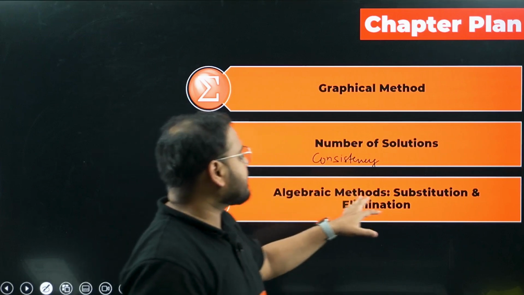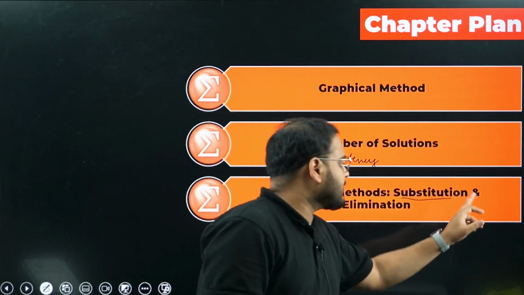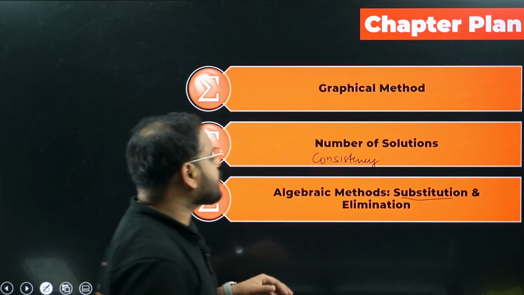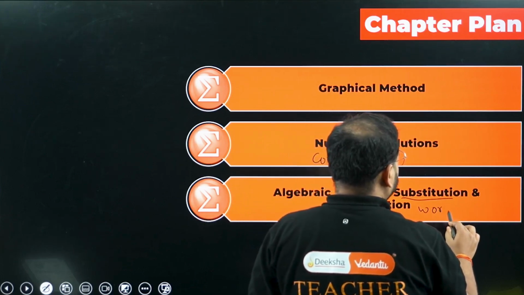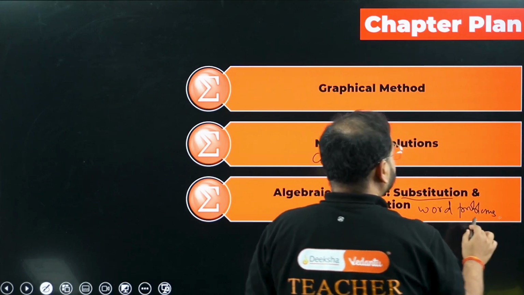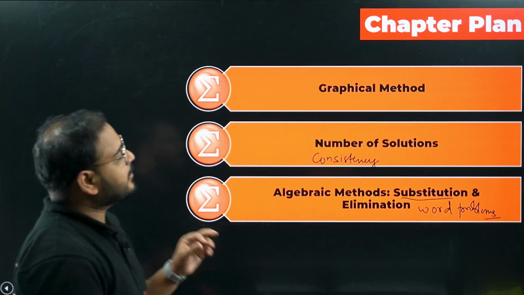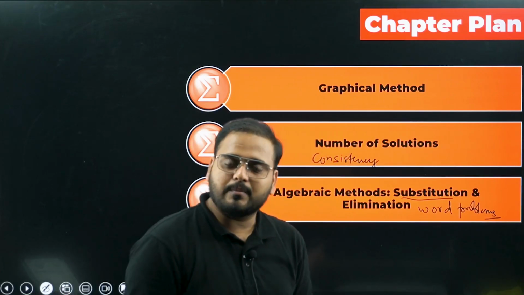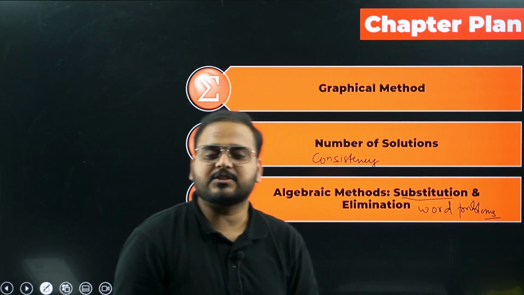Then the algebraic method to solve the pair of linear equations. In that we have 2 methods, substitution method and elimination method. We'll talk about that in the next session, okay? Apart from this, we also have word problems of all of this. We'll see all of this in day 12. For today we'll talk about only the graphical method and number of solutions. I have not taken a lot of questions on the graphical method, but it's very important to learn the concepts and how to plot the graph. So please pay attention to that, okay?